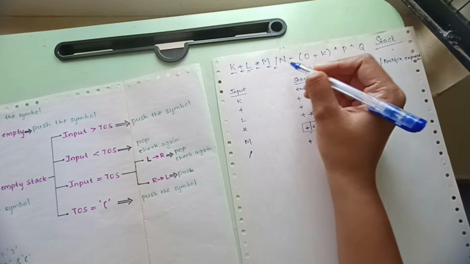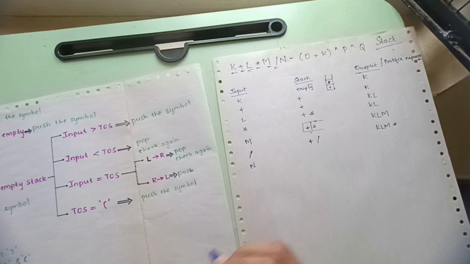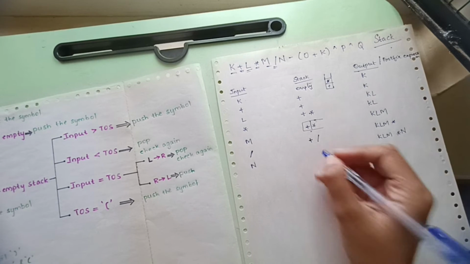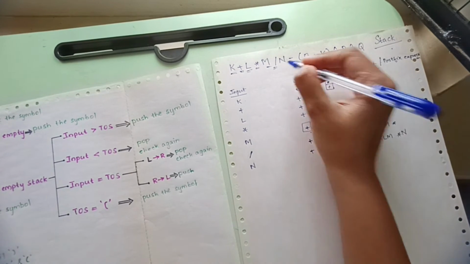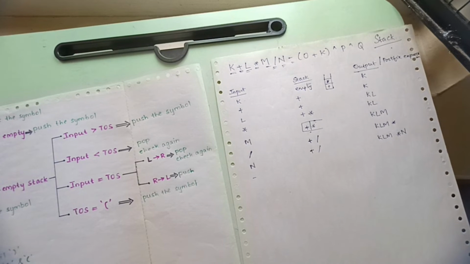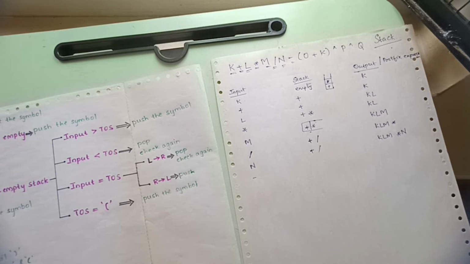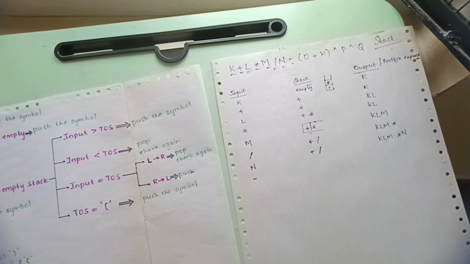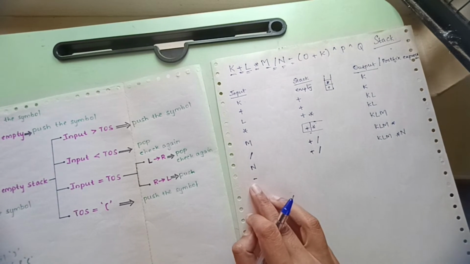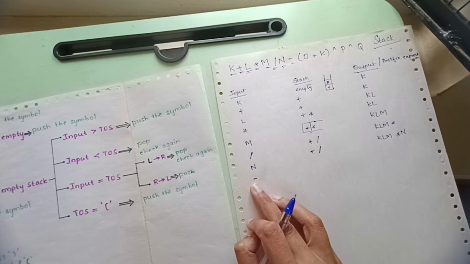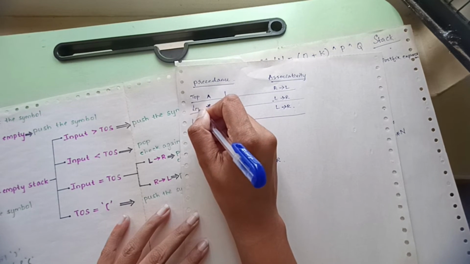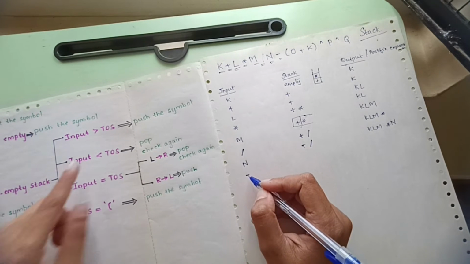Now what we have to see next is n. So n is an operand. We are going to just output it. This remains the same. Next is minus, which is an operator. What happens when an operator comes? We have to check it with the top of the stack. So minus and slash. Minus has less precedence than slash. Am I right? Minus has the least precedence. What does that mean? Input is lesser than TOS.